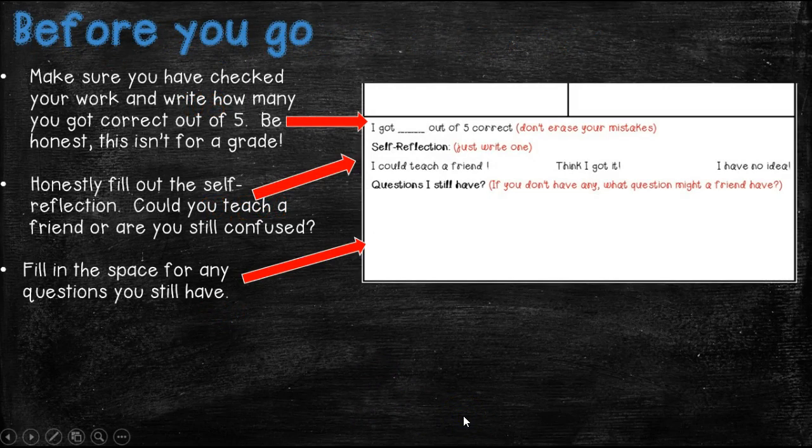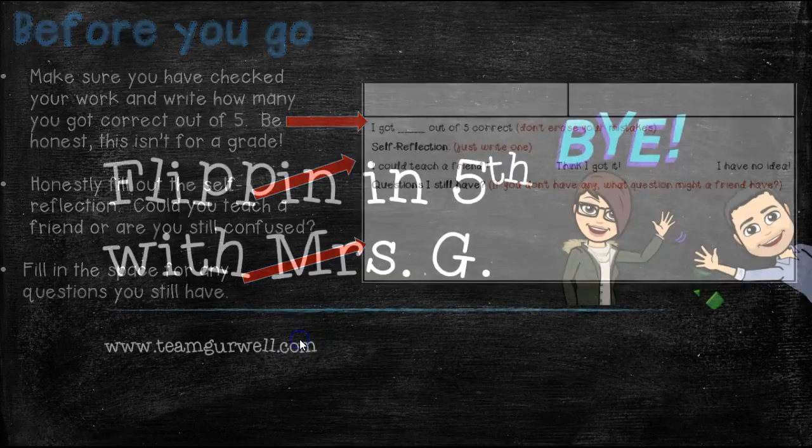Go ahead and mark down how many you got correct out of 5. Be honest, it's not for a grade. Honestly, fill out that self-reflection. Could you teach a friend, or are you still confused? And fill in the space for any questions you still have.